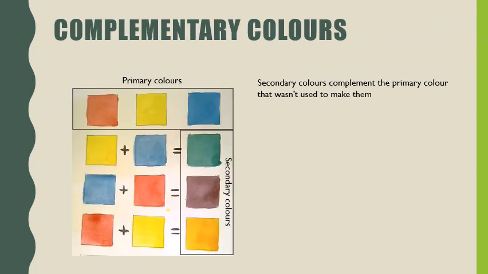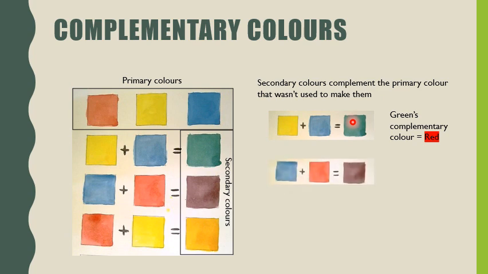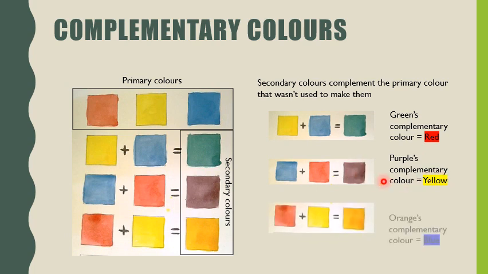So we're quickly going to talk about complementary colors. Secondary colors complement the primary color that wasn't used to make them. So if we're looking at green, we didn't use red to make green, so red is the complementary color. If we're looking at purple, we didn't use yellow to make it, so yellow is the complementary color. And if we look at orange, we used red and yellow. We didn't use blue, so blue is the complementary color.